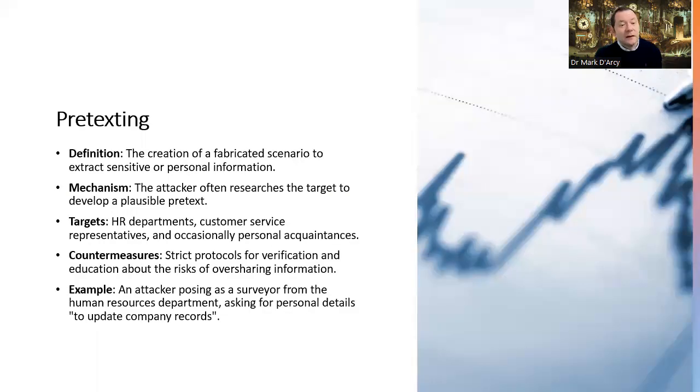Then pretexting, the creation of a fabricated scenario to extract sensitive or personal information. The mechanism: the attacker often researches the target to develop a plausible pretext. Targets: HR departments, customer service representatives, and occasionally personal acquaintances. Countermeasures: strict protocols for verification and education about the risks of oversharing information. Example: an attacker posing as a surveyor from the HR department, asking for personal details to update company records. Quite a common exploit, especially if they use names that are familiar to you.